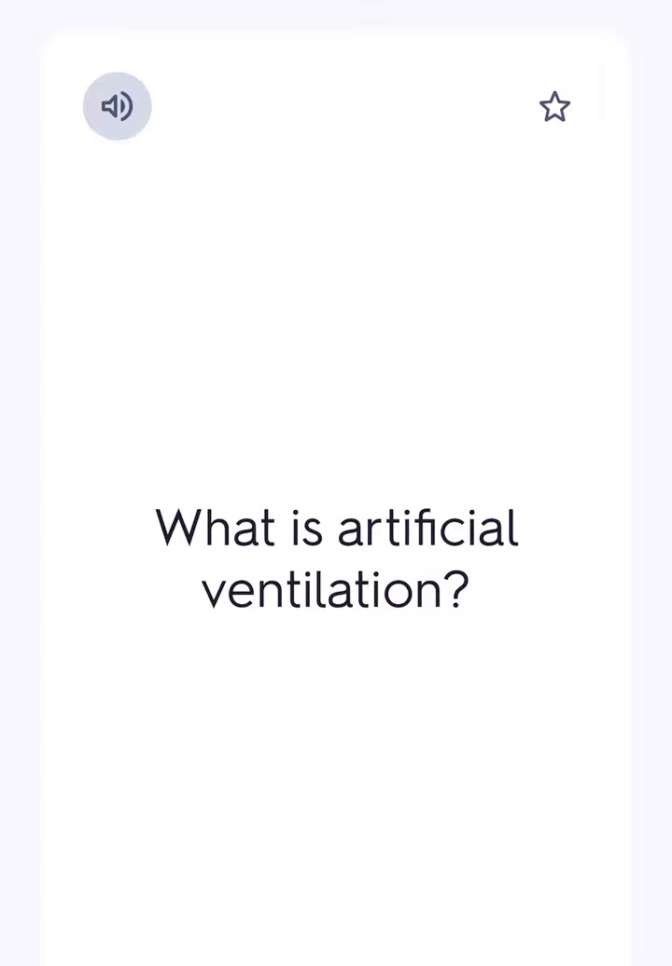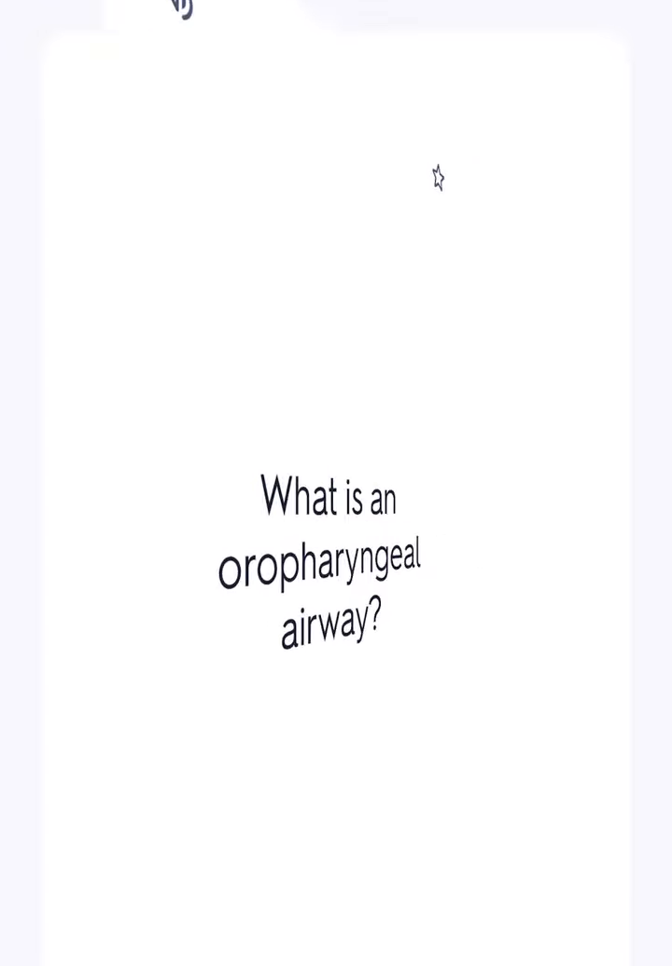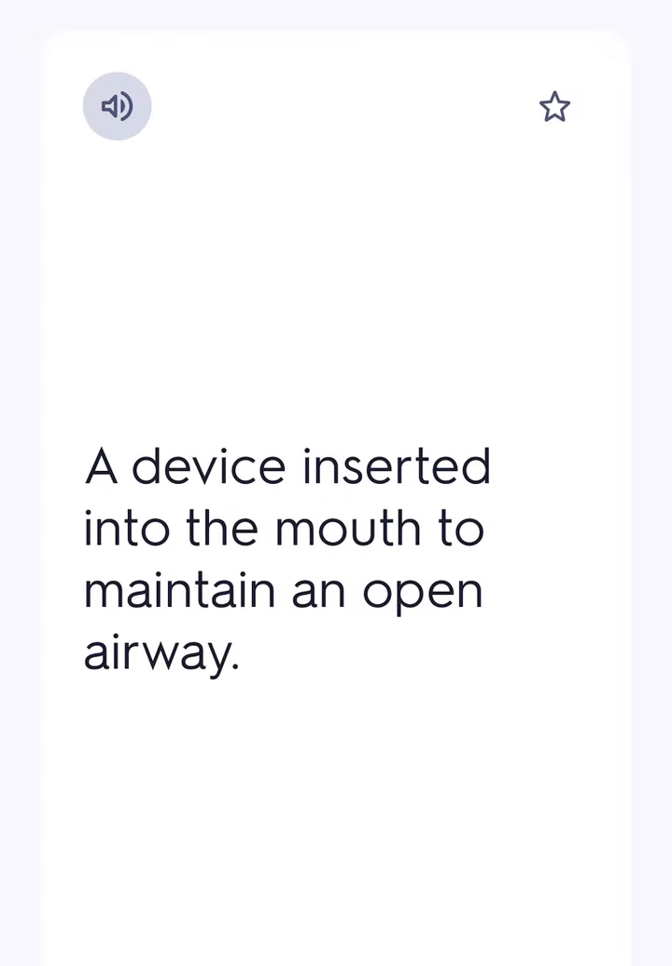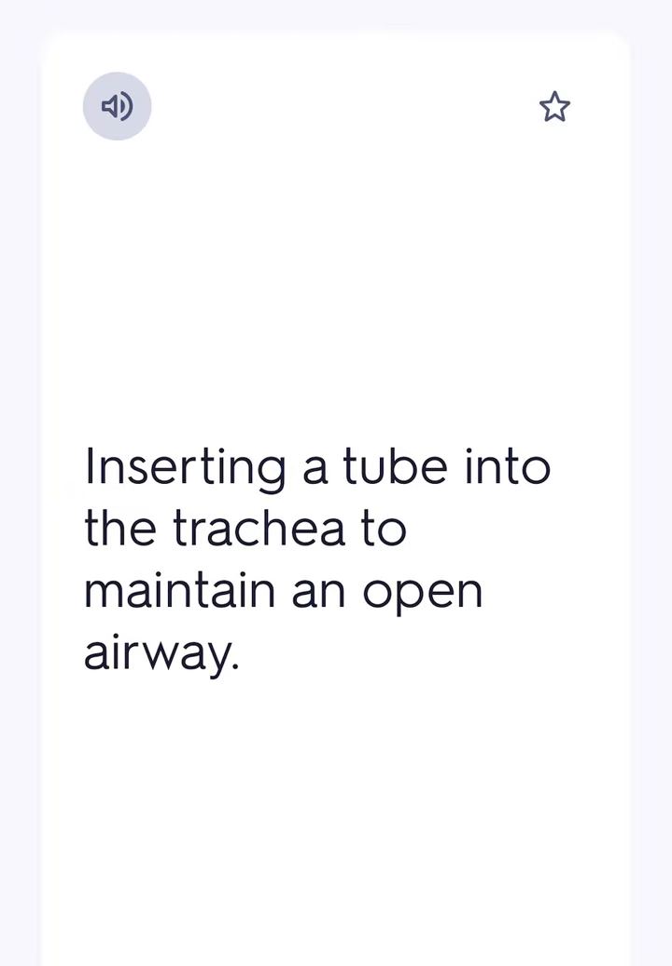What is artificial ventilation? Providing breaths to a person who cannot breathe on their own. What is an oropharyngeal airway? A device inserted into the mouth to maintain an open airway. What is endotracheal intubation? Inserting a tube into the trachea to maintain an open airway.